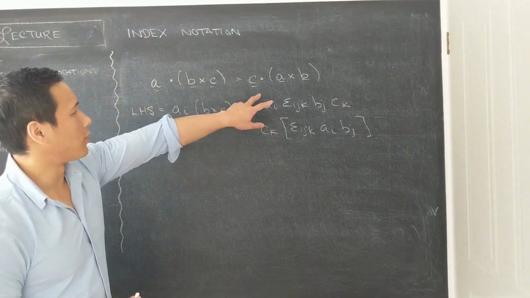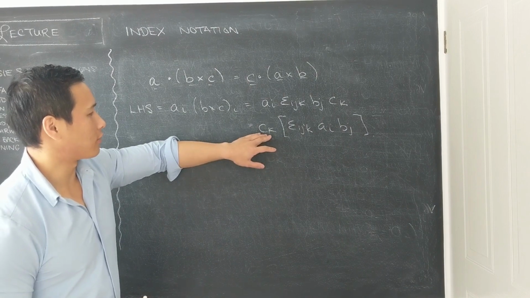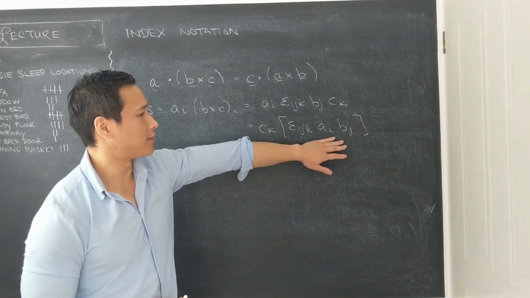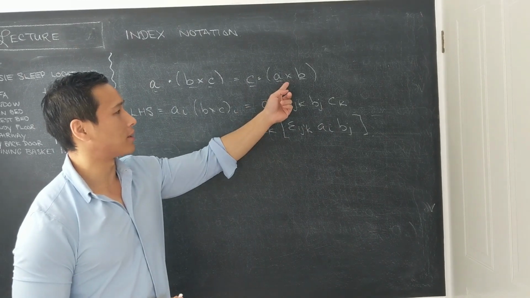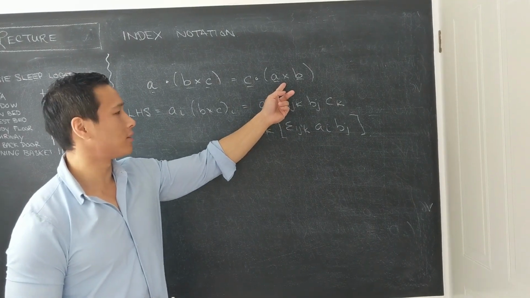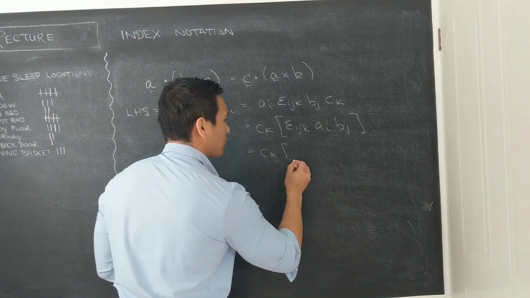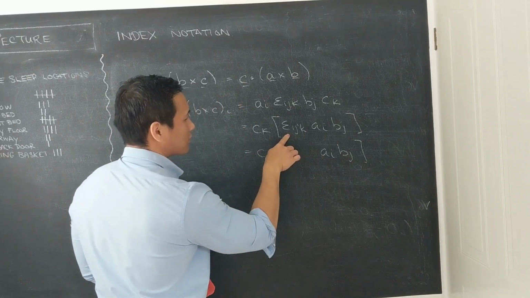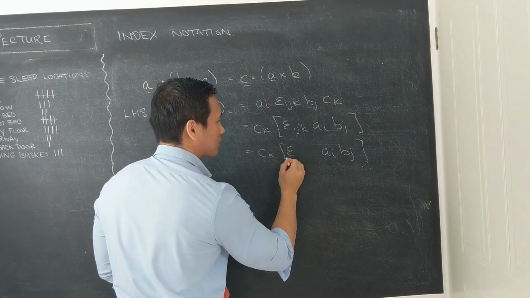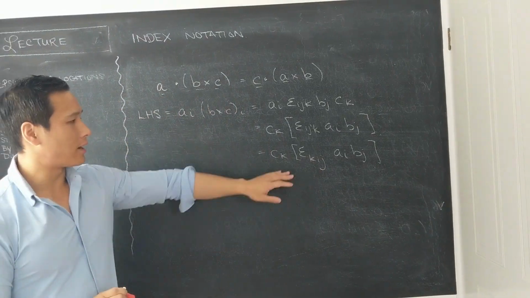Okay, now look at what I want. I want to write it as a dot product between two quantities. So if I can write this as a c_k times something_k, then I'll have the dot product. And I want that something_k to be a cross product of A cross B. So all I would need to do is change this from an epsilon ijk to an epsilon kij, and then everything works.